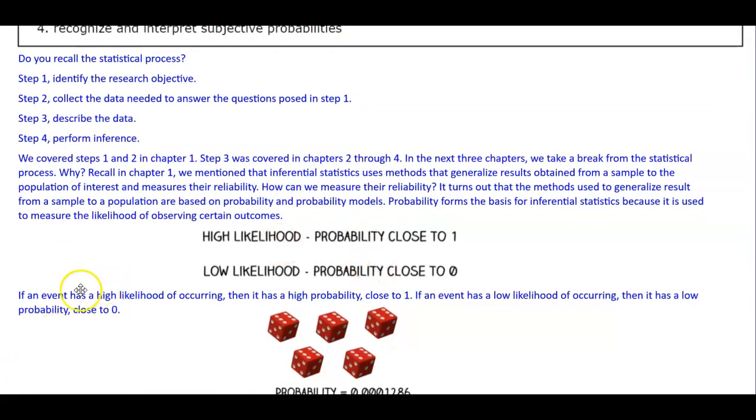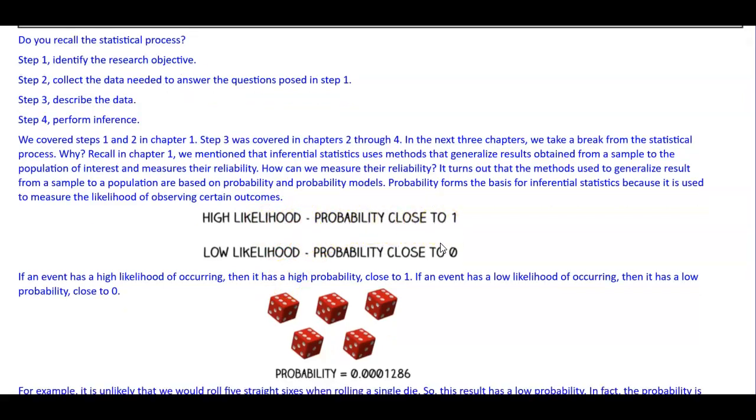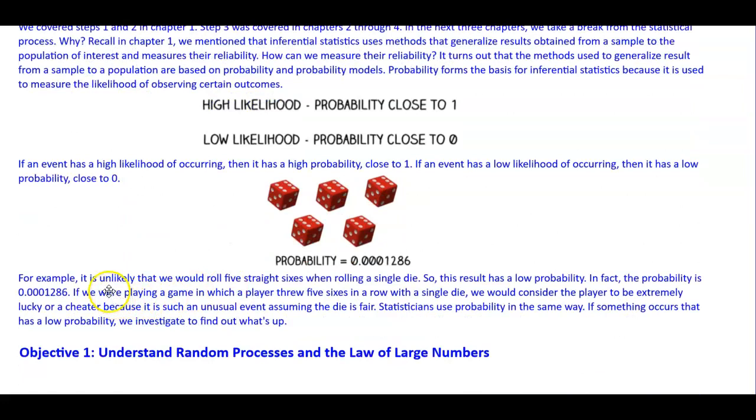So you can see here that if an event has a high likelihood of occurring, then it has a high probability, which is going to be close to 1. Now, if an event has a low likelihood of occurring, then it has a low probability, which would be close to 0. For example, it is unlikely that we would roll 5 straight 6s when rolling a single die. So this result has a low probability.